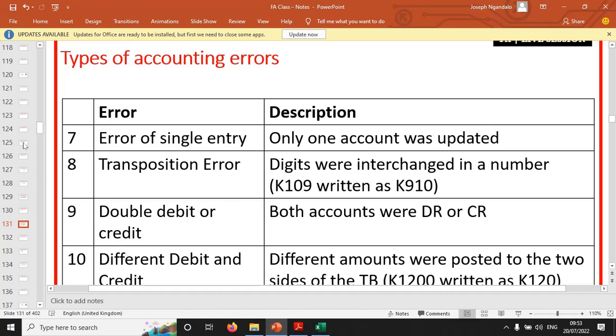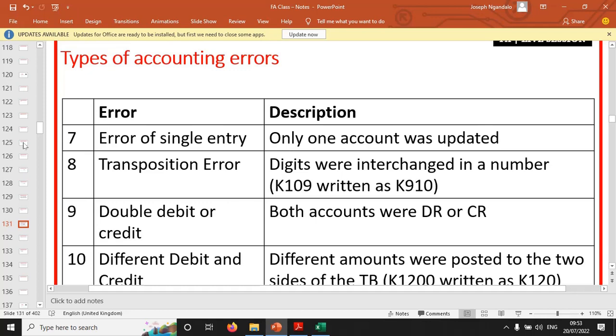If a transposition error takes place in the daybook, for instance, you were supposed to extract 109 from the daybooks, you end up extracting 910. This same 910 will reflect on both sides of the account, but it will be a wrong amount. The amount is wrong in an error of original entry. Please remember that.